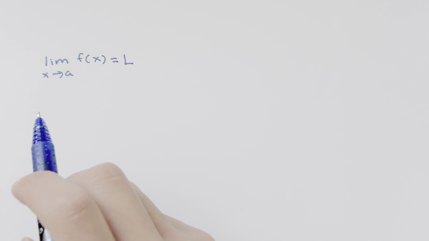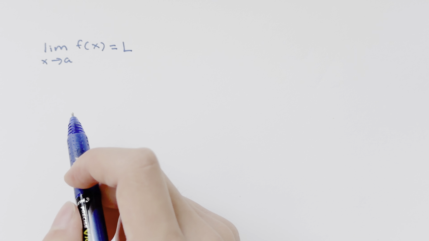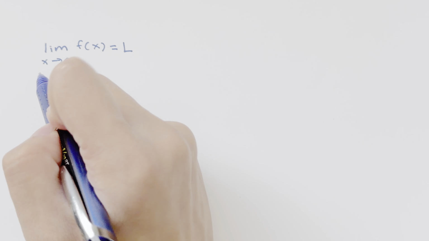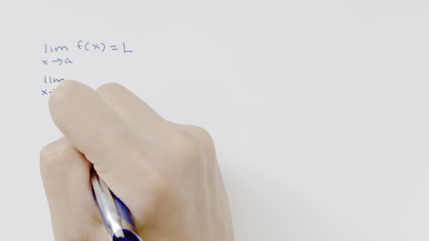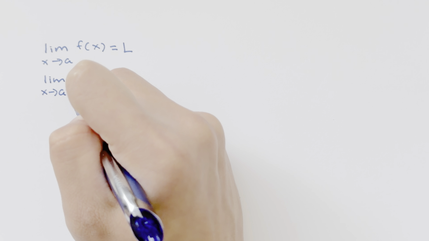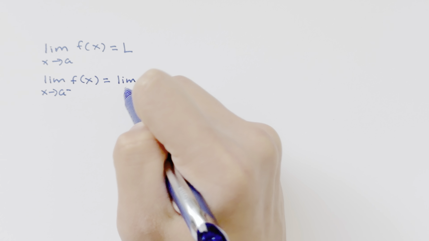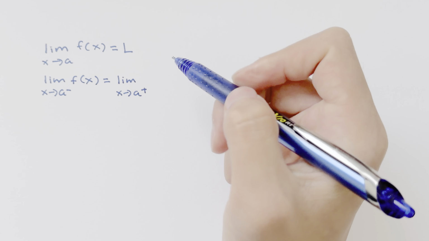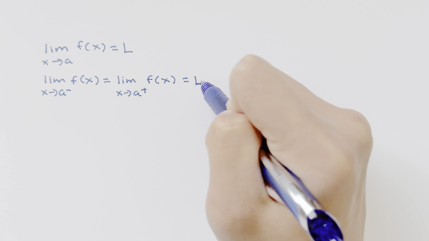Next, we have one-sided limits. The limit exists if and only if both sides agree. So, in math notation, we can denote that as the limit as x approaches a from the left side, which is denoted as this minus sign here on top of the a, of f of x. This has to equal the right-hand limit, so as x approaches a from the right side, as denoted by the plus sign here. Both of these equal L.